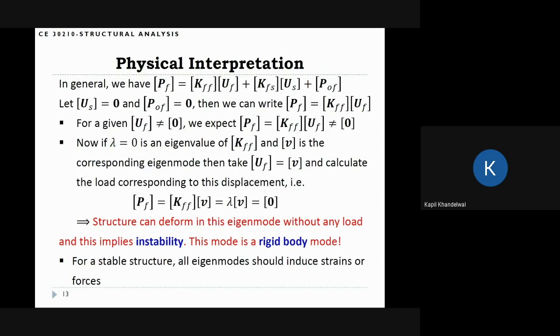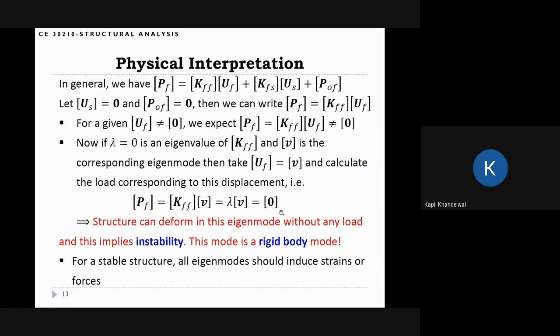And then we want to calculate how much force is required if we want to displace the structure in this eigenmode. So we do the calculation: PF, the load required, is KFF times the displacement. Displacement UF is now V, so this is the eigenmode. So KFF times V is equal to lambda times V, because V is an eigenvector, or eigenmode, of KF. So it's just lambda times V. And lambda is 0 because we are assuming that this is the 0 eigenvalue. So the load is actually 0.